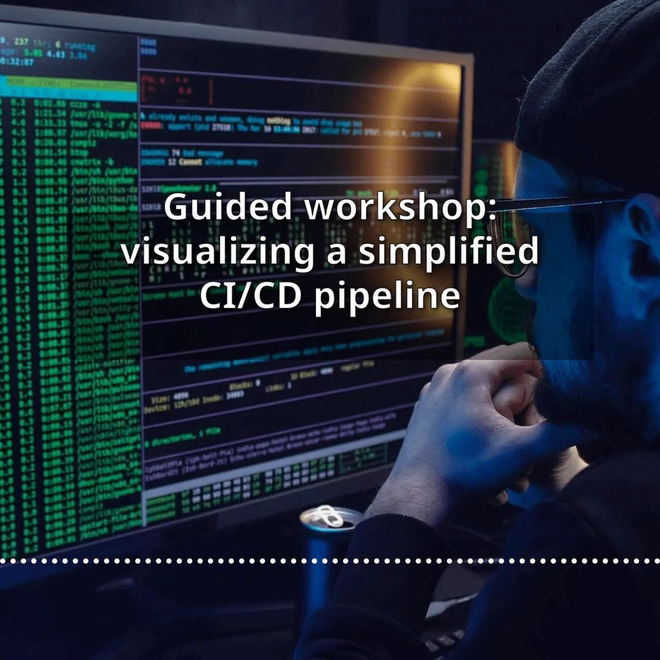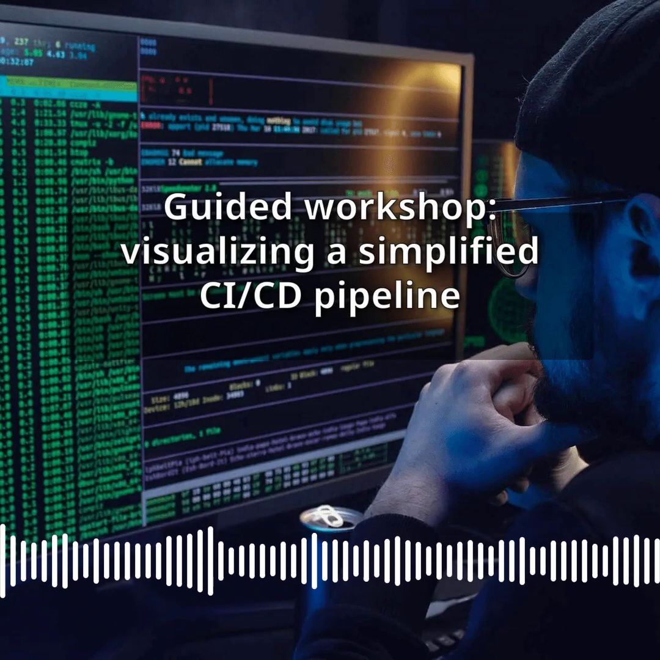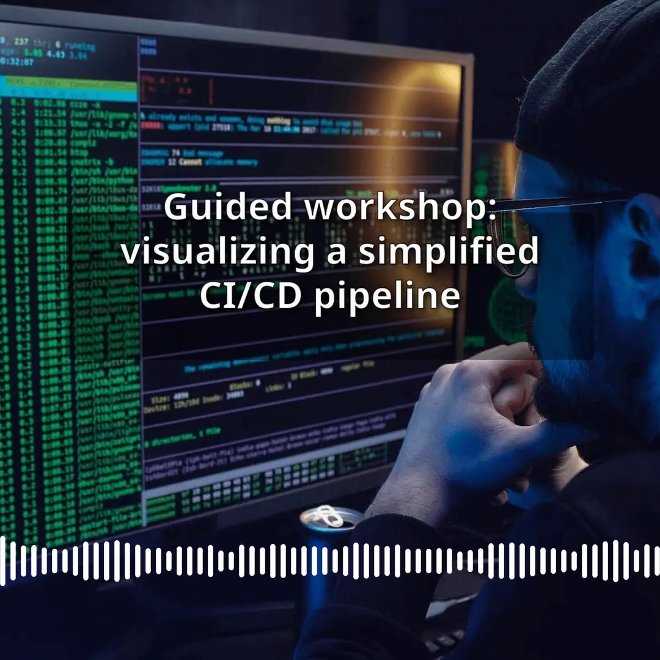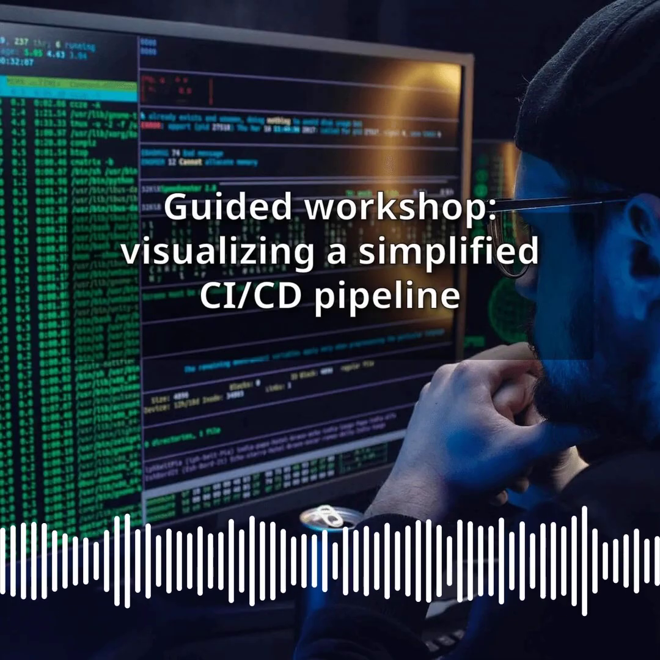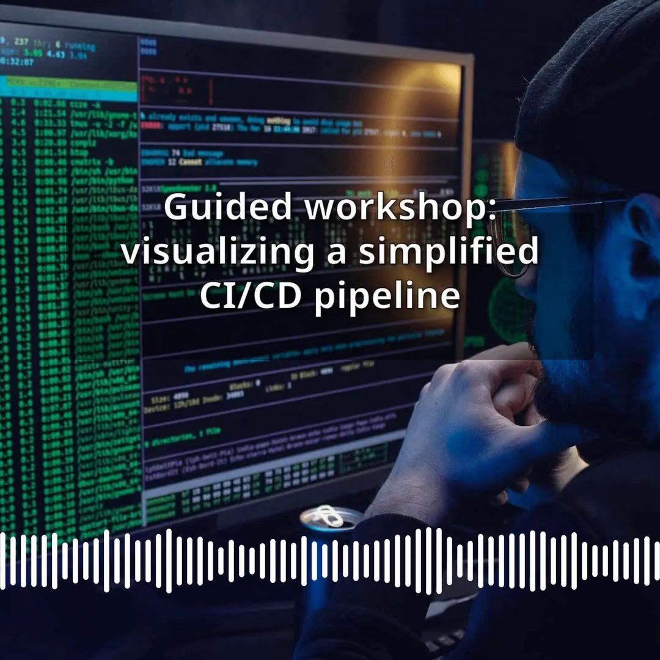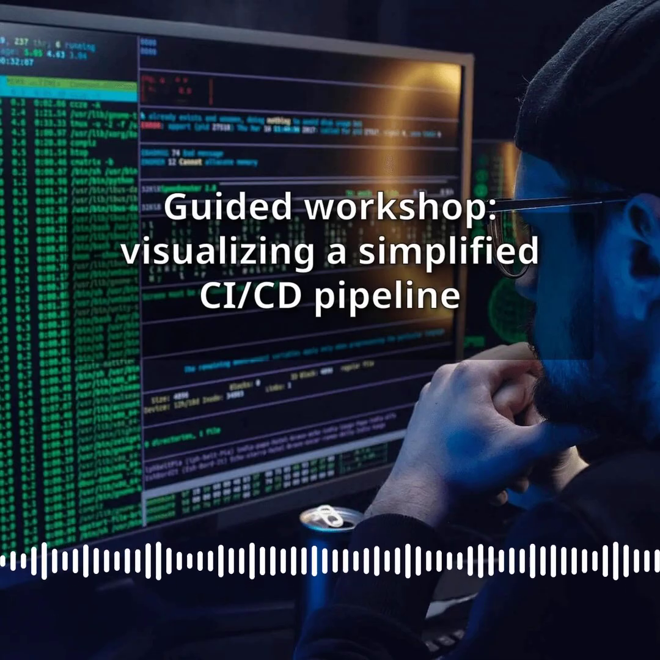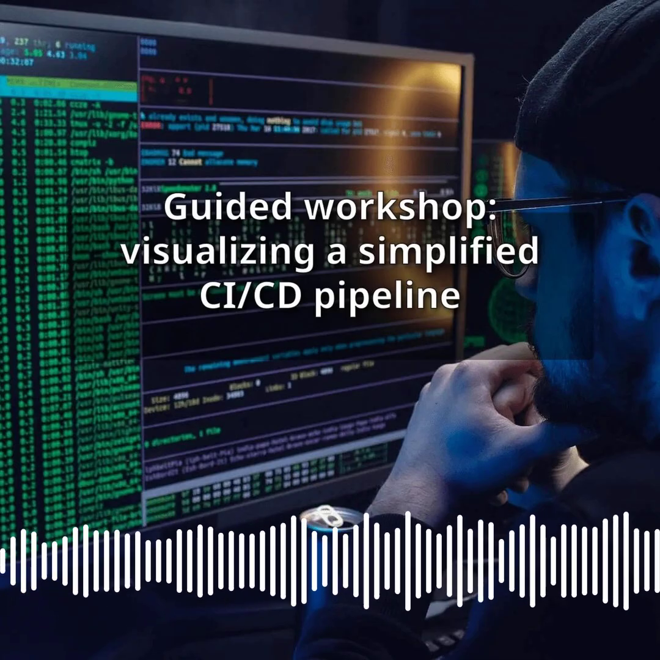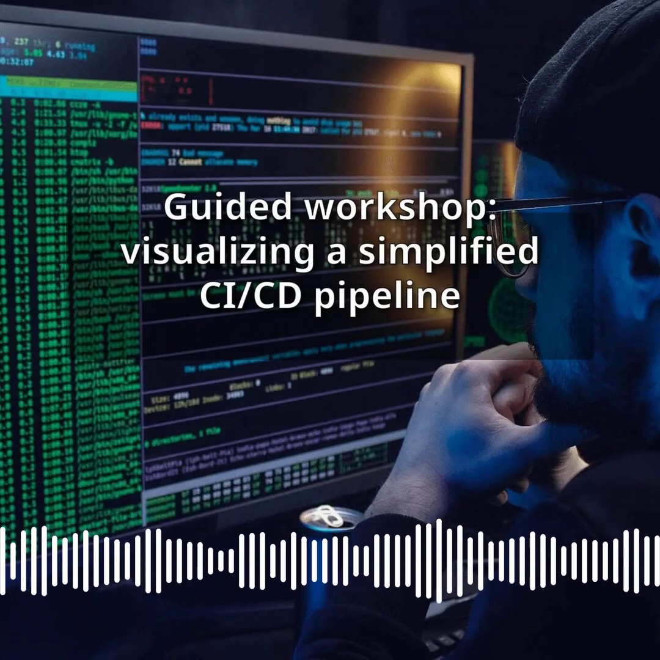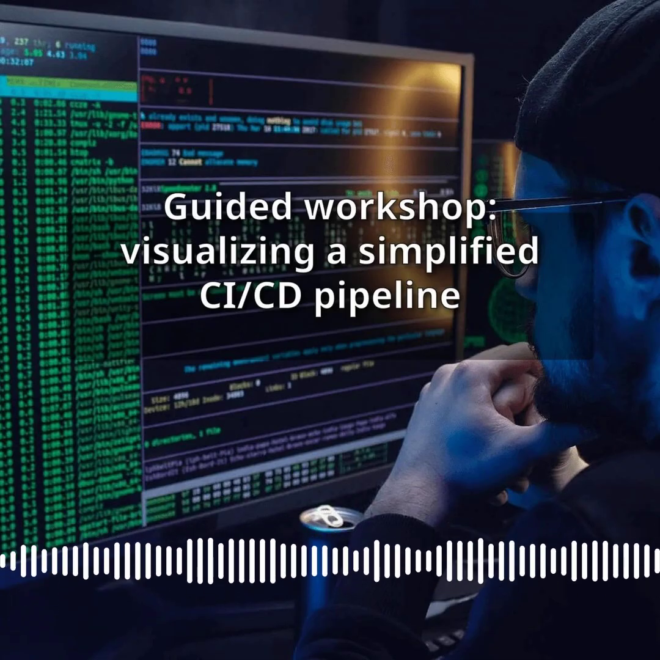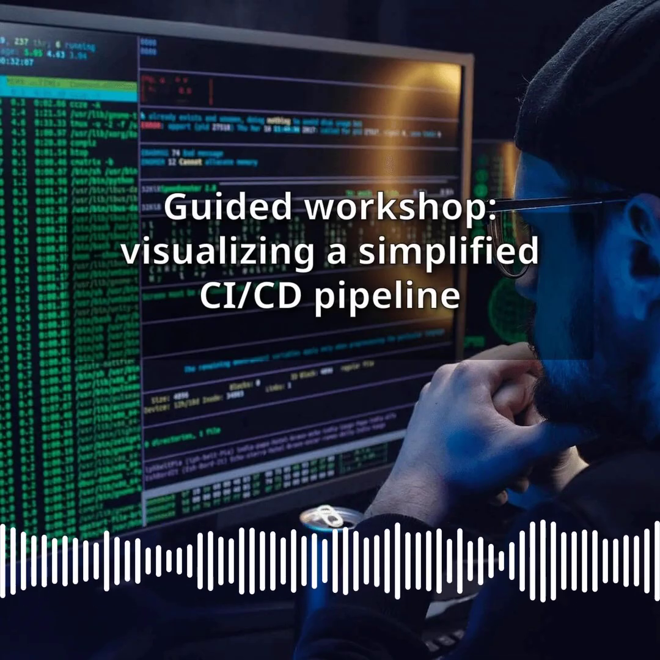Theoretical recap. CI/CD stands for Continuous Integration and Continuous Delivery, or Deployment. It is the backbone of modern DevOps, and by extension, DevSecOps, workflows. Continuous integration means that every time a developer pushes code to a shared repository, an automated process kicks in. The code is built, tested, and validated without human intervention.